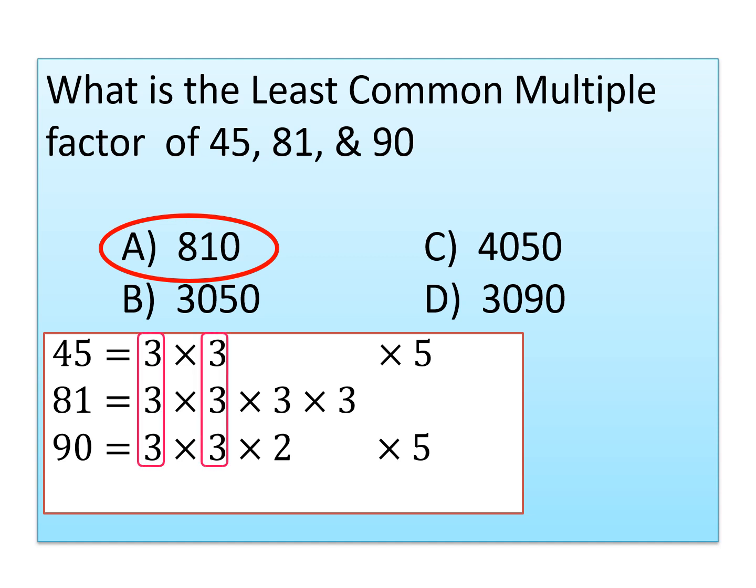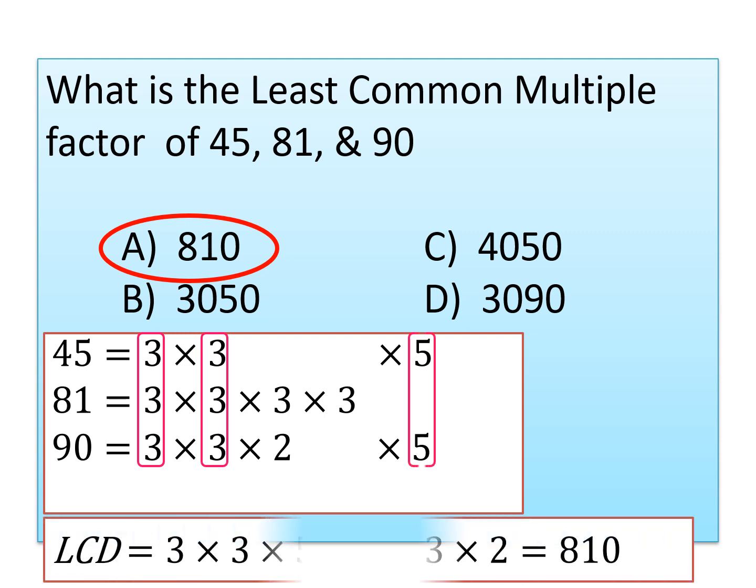So we get the common factors. So you are given 3 times 3. And then the common factor of 45 and 90, so that will be written as 1. So you are given 3 times 3 times 5. Ito yon. Times 3 times 3 and times 2. And if you are going to multiply those numbers, the product will give us 810.